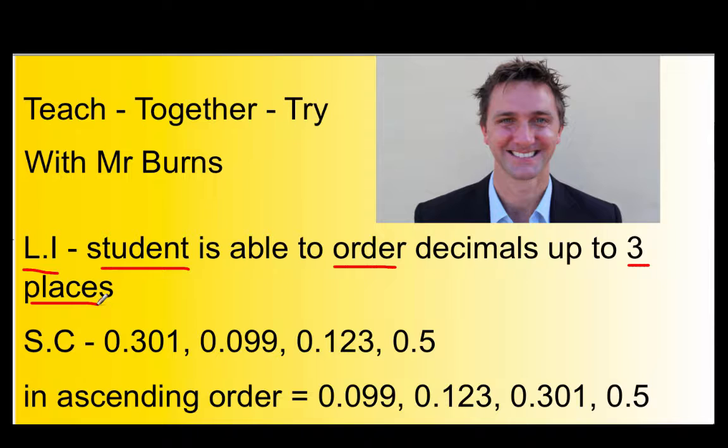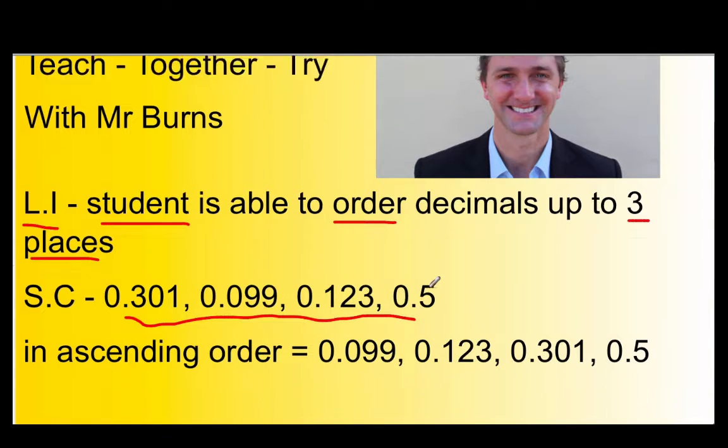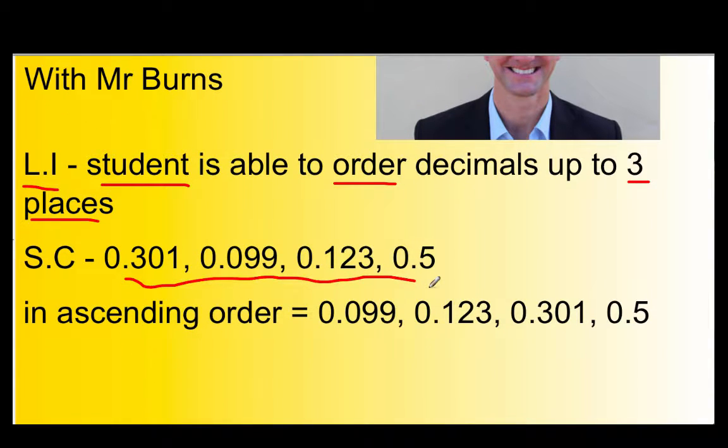So the success criteria would be, for example, if you've got these decimals here, and I wanted you to put them in order from lowest to highest, which is what ascending means, this is how it would look. This would be your lowest, your smallest decimal, this would be your second smallest, this would be your third smallest, and this would be your largest. There's your success criteria.